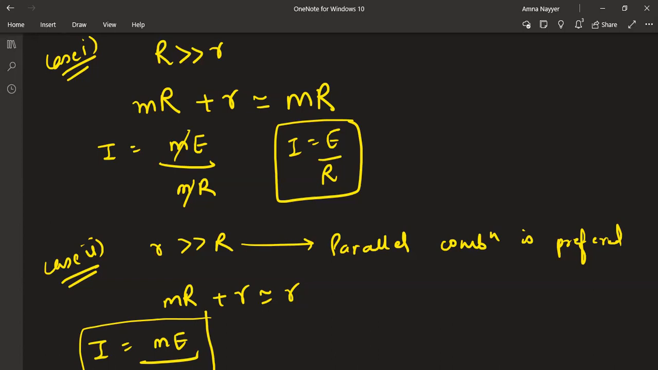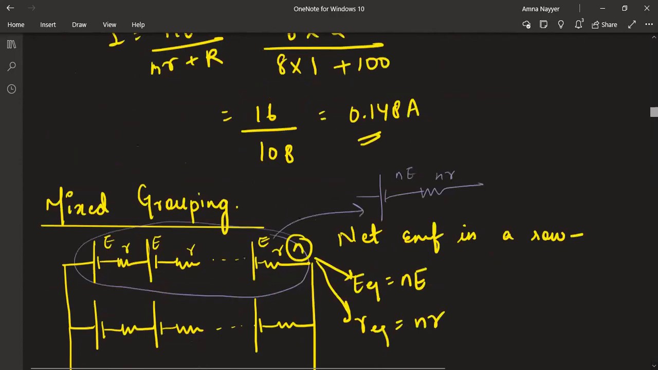So you prefer parallel combination if internal resistance is greater than external resistance. If the value of external resistor is greater than internal resistor, then you will directly put in the formula. Then you will prefer series combination. But if internal is greater than external resistor, prefer parallel combination. Because we have, I think, discussed in the class also, some questions are there based on this.